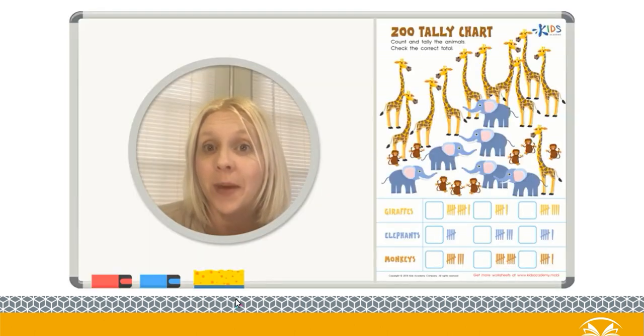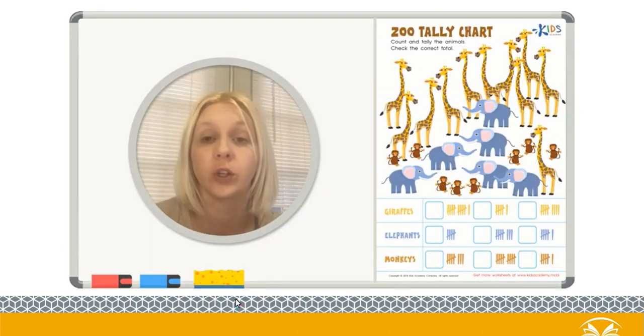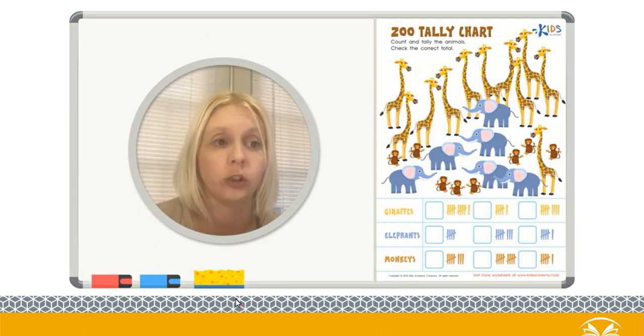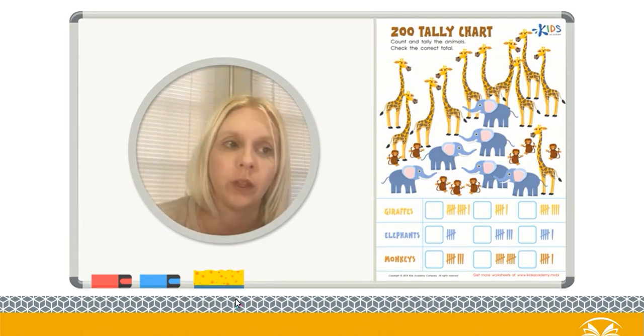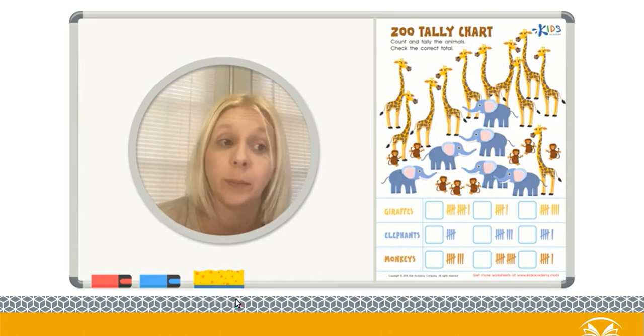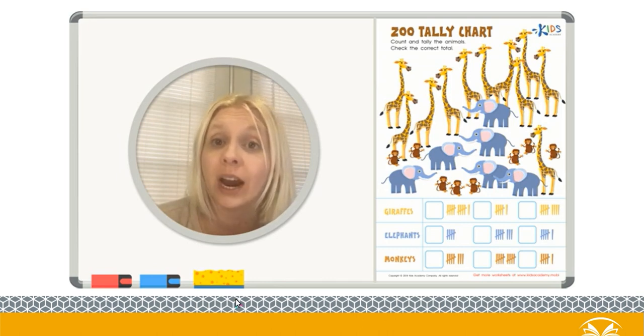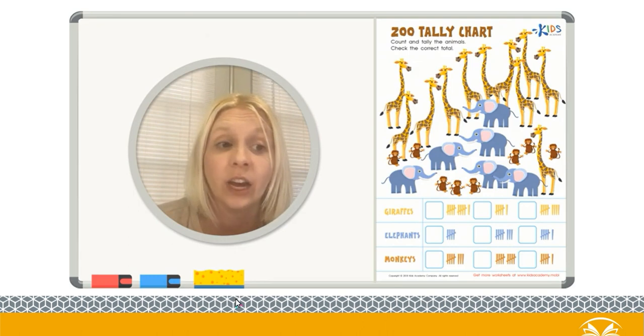Hello, welcome back. Today we have a new worksheet, and our worksheet is called a zoo tally chart, but I want to talk to you first about why we're doing this. We're using a system called tally marks, and the reason that we're doing that is it is a way to help us organize data or information that we're given. And information can be numbers, it can be objects, it can be people, it can be ideas. There's all kinds of things that we could have to organize.